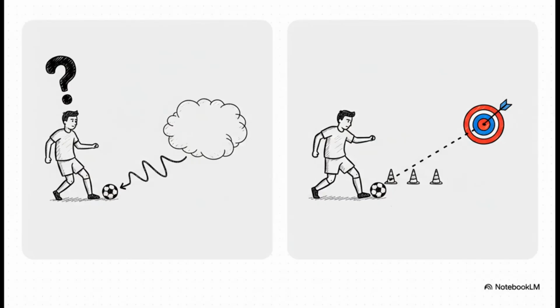And the difference is just night and day, isn't it? Improved passing isn't a goal, it's a wish. It's fuzzy. But a SMART objective, that's a target. It's a destination on a map. Both you and the player know exactly what success looks like, and you've got a clear way to measure whether you got there.